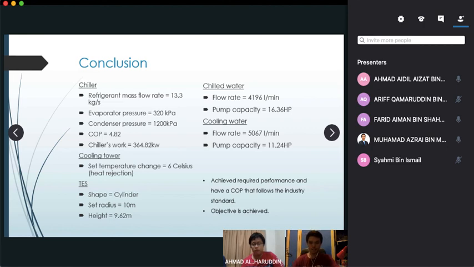Overall, we achieve the required performance and have a COP that follows the industrial standards, and our objective is achieved.